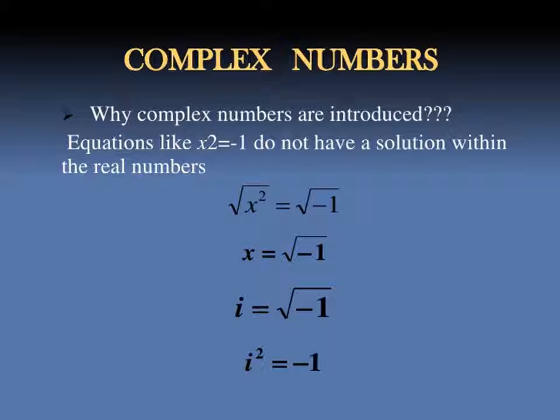And this x becomes the square root of minus 1, because the square root of x square becomes x. For this square root of minus 1, we have to give one notation that is called iota, or simply i, and that is equal to root of minus 1. And the square of this iota, that is i square, is equal to minus 1. Therefore, we introduce the complex number rather than real numbers, and this is the need of our next education.